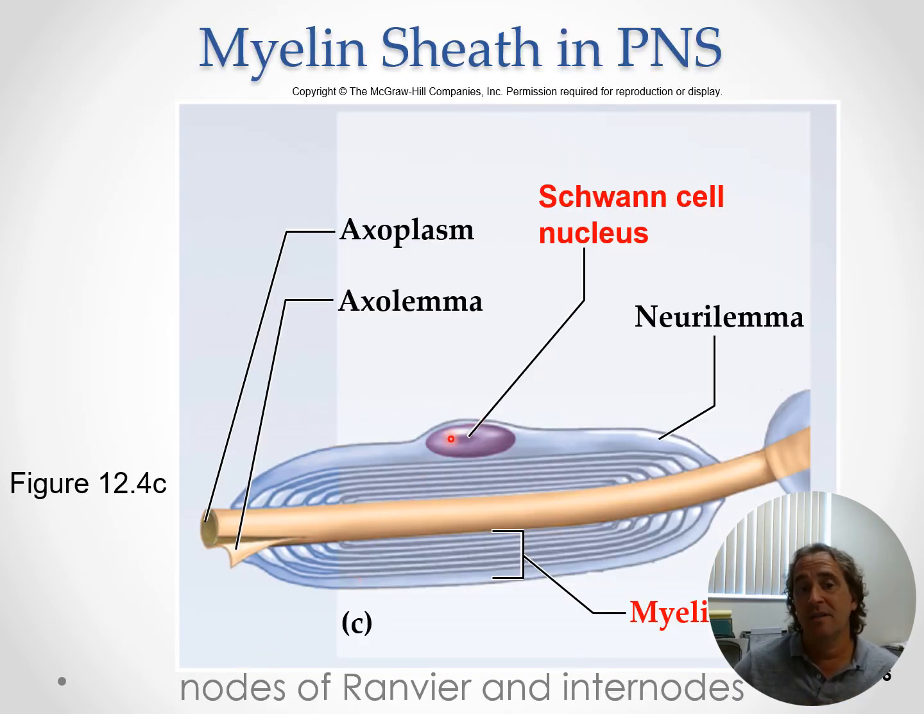You have the Schwann cell and the Schwann cell nucleus, which is going to make the myelin sheath, and it's just going to kind of go along and keep maintaining the myelin sheath. And then you can see the node, and then the node of Ranvier.